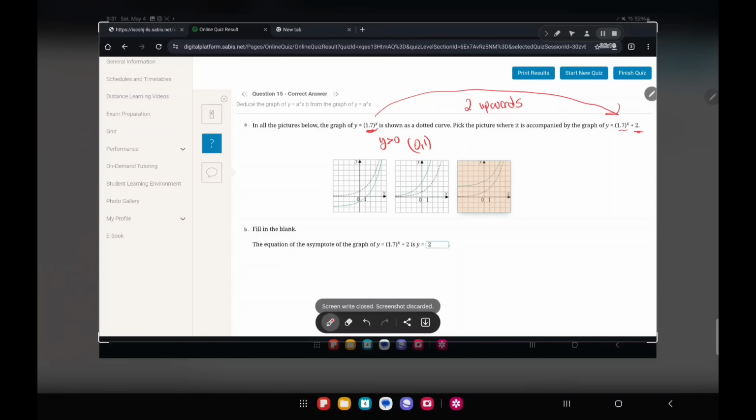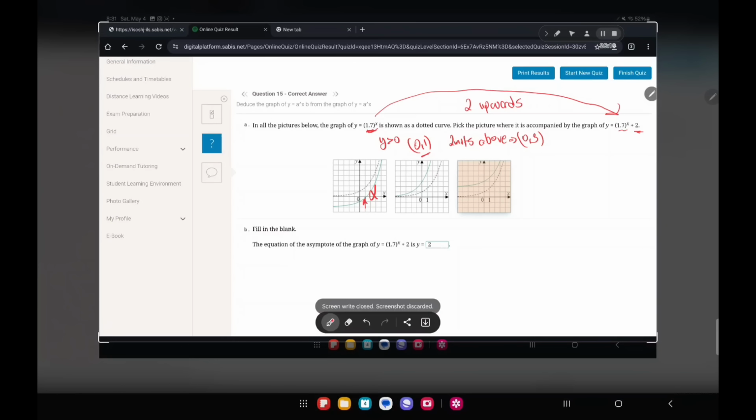Which one passes through 0, 1? Well, actually, all of these dotted curves are the same, right? But we have to see which one is two units above it. Is it this one? Obviously, no, right? 2 units above. If it's 2 units above, by the way, that means it passes through 0, 3.